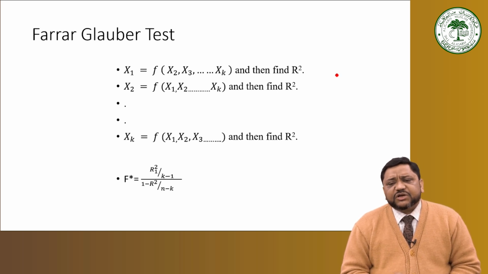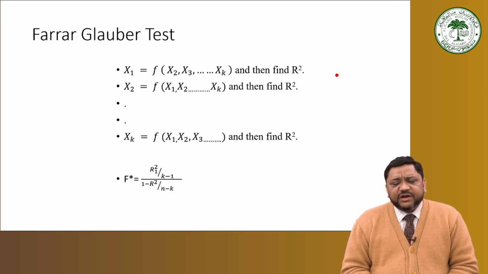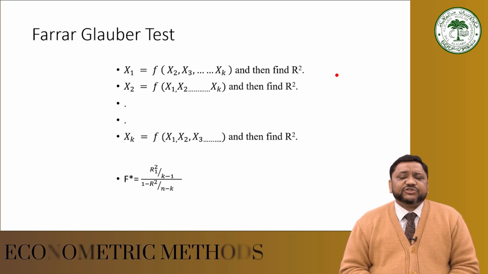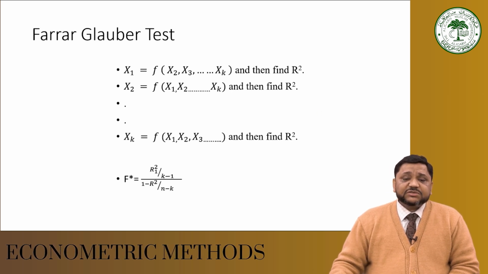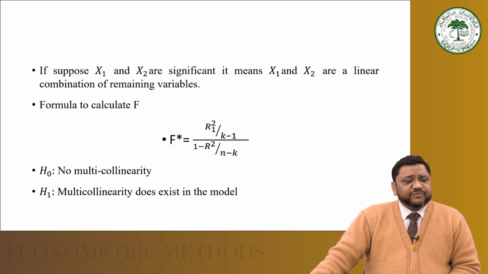So here basically regression is performed only with the independent variables. We do the F test. Say through the F test we found that x1 is significant and the remaining x are insignificant. It means there is a strong relationship between x1 and the other independent variables, or in other words, multicollinearity. If x1 and x2 are significant, it means they are a linear combination of the remaining variables.